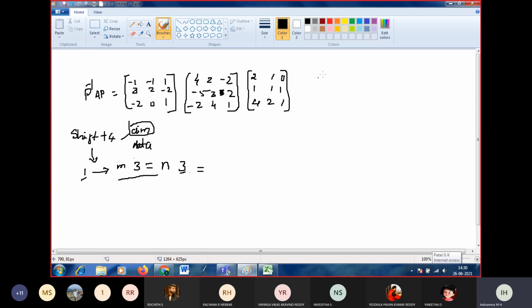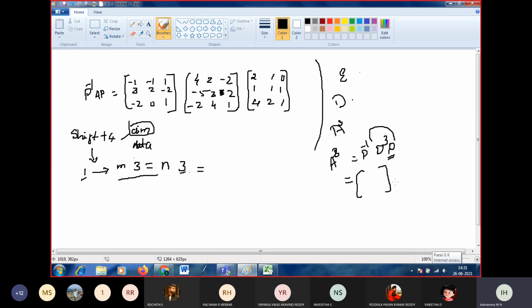For your internals: eigenvalues, eigenvectors, diagonalization, and finding the powers of A. I may ask A power 3, A power 5, or anything. If you want to find A to the power of 3, you should consider P inverse D power 3 into P. P inverse you find after finding eigenvalues and eigenvectors. The matrix which contains the eigenvectors is P. After finding P, you find P inverse and substitute it here.